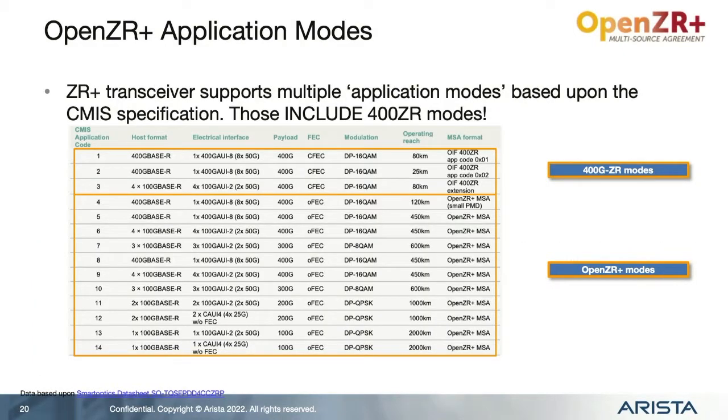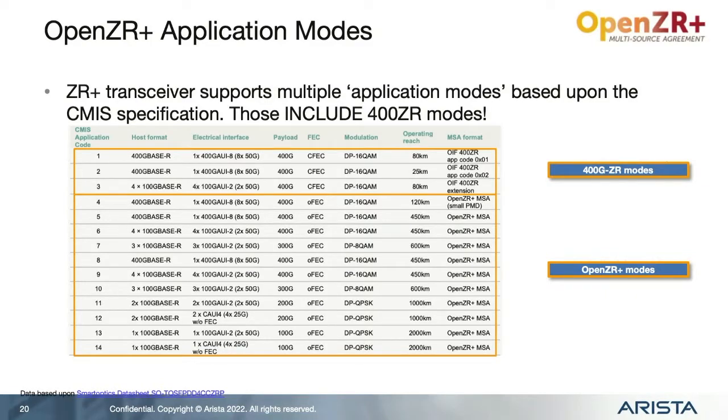The interesting thing about ZR Plus is, compared to ZR, ZR was a single standard. Yes, we configured the frequency of the channel, but really there was one mode. Within ZR Plus, there are many modes, and this is something we pulled from the Smart Optics datasheet here, showing 14 different application modes. And really the idea is you can configure your application mode based on the use case.